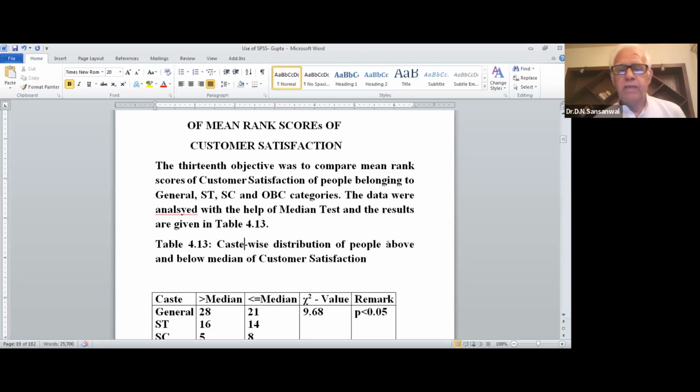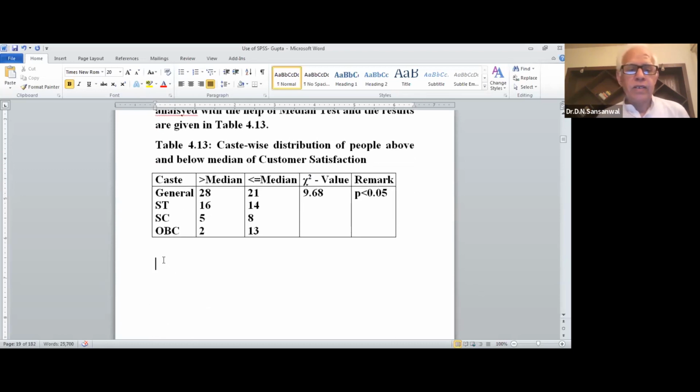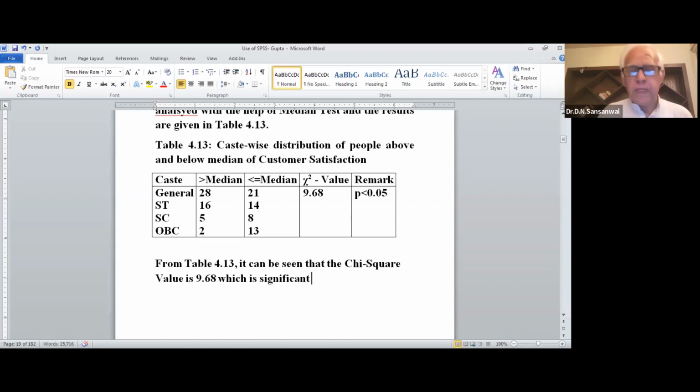Caste-wise distribution of people above and below median of customers' satisfaction. From table 4.13, it can be seen that the chi-square value is 9.68, which is significant at 0.05 level with DF equal to 3.